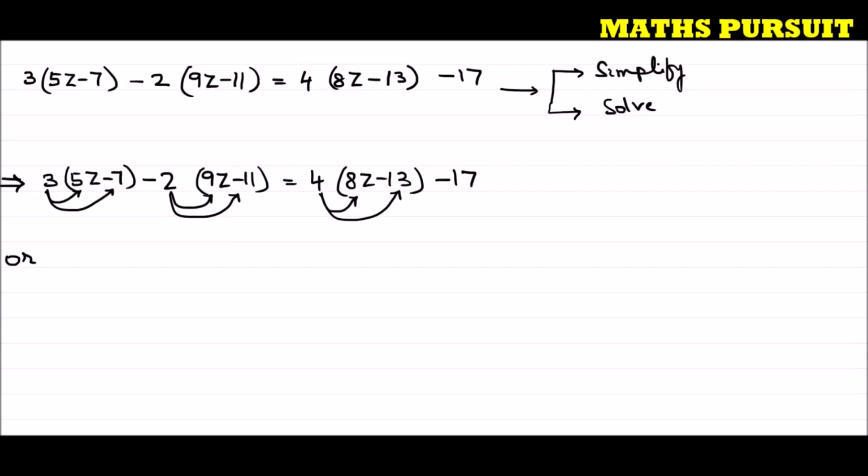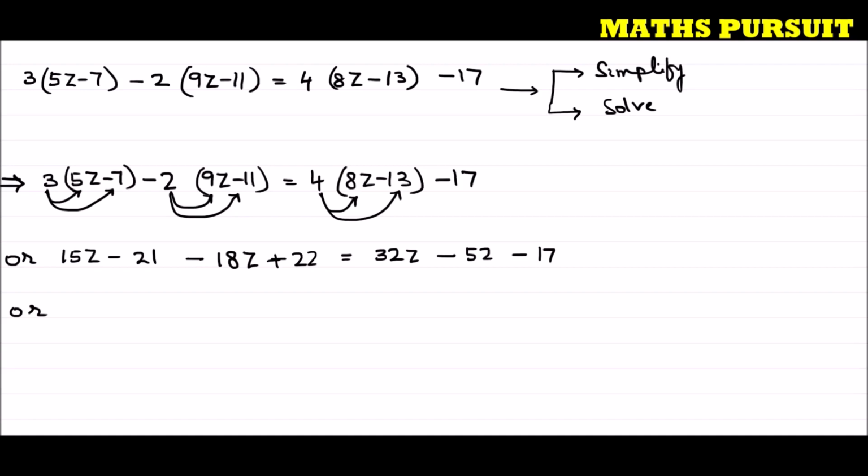So I can write 3 5s are 15z minus 21, 7 3s are 21, so 3 into minus 7 is minus 21, then minus 18z, 2 into 9z is 18z, minus 2 into minus 11 is plus 22, is equal to 4 8s are 32z, minus 4 3s are 12, 4 1s are 4, 4 into 13 is 52, minus 17. So guys, this is what we got: 15z minus 21 minus 18z plus 22 is equal to 32z minus 52 minus 17.